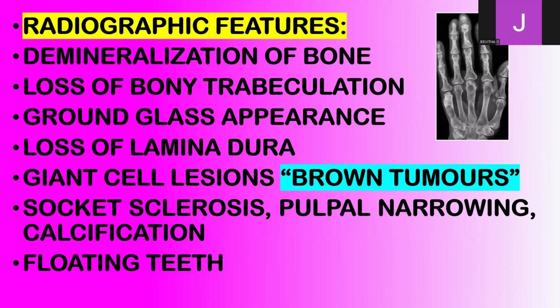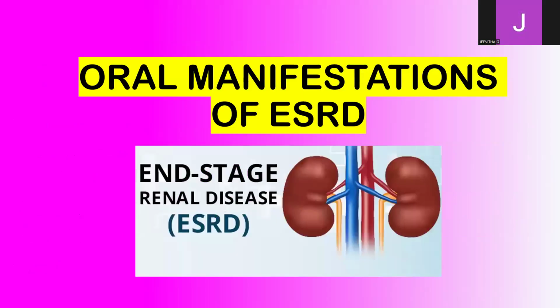Coming to radiographic features, we can see something known as Brown's tumors, which are giant cell lesions. We can also see demineralization of the bone, loss of bony trabeculae, ground glass appearance, loss of lamina dura around the teeth. Then we can also see socket sclerosis, pulpal narrowing, and presence of calcification in various parts of the jaws, and also floating teeth due to the complete absence of vertical and horizontal periodontal bone.